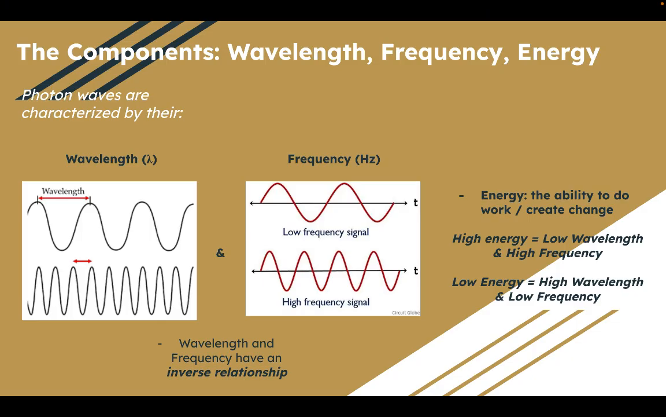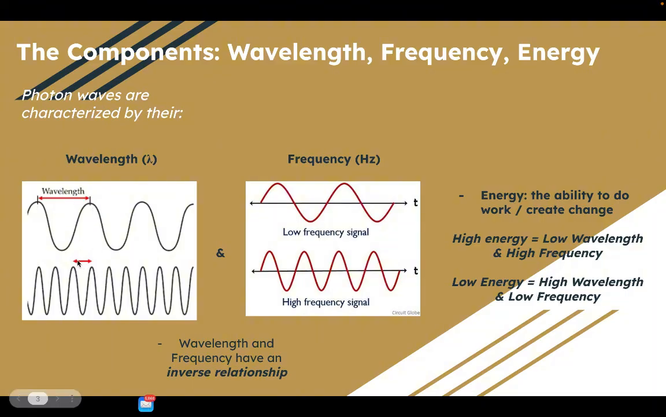Now, what are the components of the EM spectrum? Well, the EM spectrum can be characterized by wavelength, frequency, and the energy that is a result of it. So these photon waves, again, can be characterized by their wavelength, or lambda for short here, and their frequency, or hertz, right here. Wavelength is the distance between two consecutive waves as it oscillates, as it goes down and comes back up. The distance between these two consecutive waves is the wavelength.